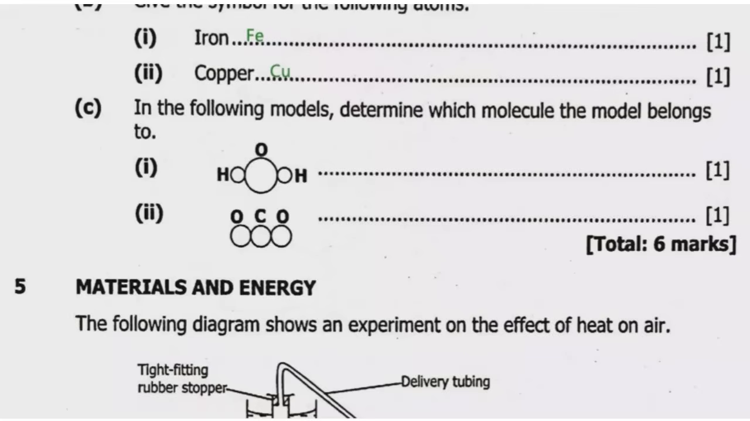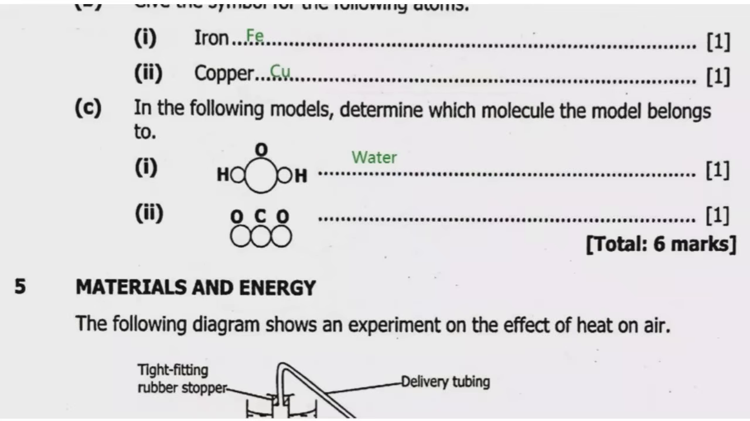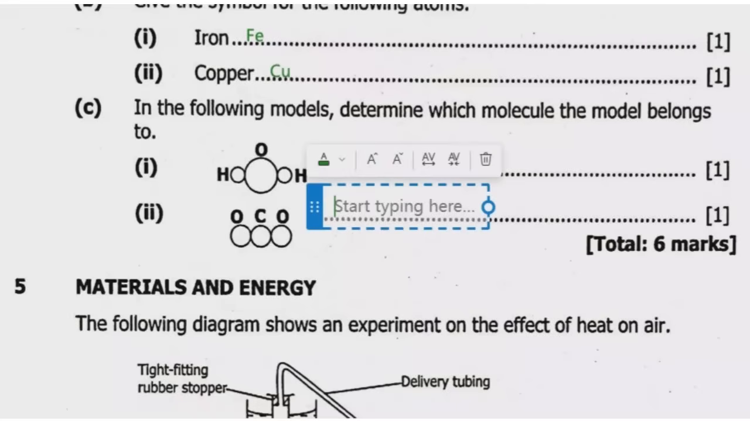Okay, so the question is, in the following models, determine which molecule the model belongs to. H2O is the symbol for water. That is the model for water. Then we have got the second one, which is OCO. Two atoms of oxygen react with one atom of carbon. What is it going to make? That is carbon dioxide.